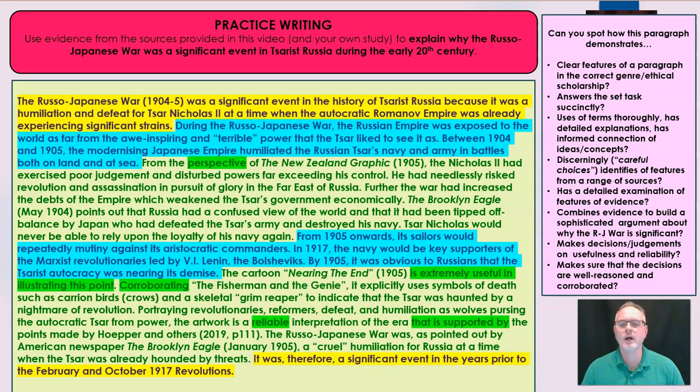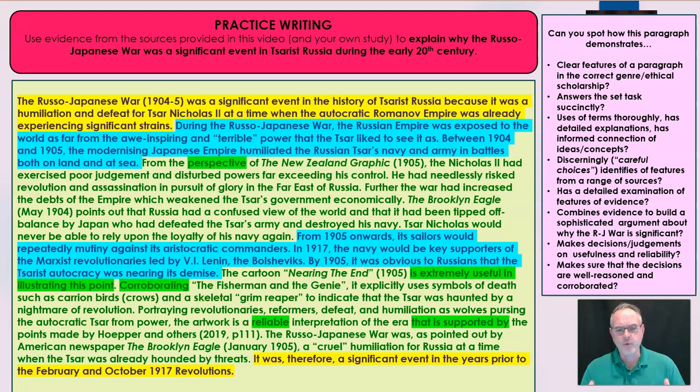In the green highlights, you can see where I picked up on certain keywords in the ISMG, like perspective. I've made a judgment about usefulness. I've made a decision there. I've made an explicit decision on the source's reliability. That doesn't read poorly, by the way, it's worked in. And I have corroborated by saying it's a reliable interpretation supported by someone else, another source. The artwork is corroborated by the textbook. Think about that, it's supported by.